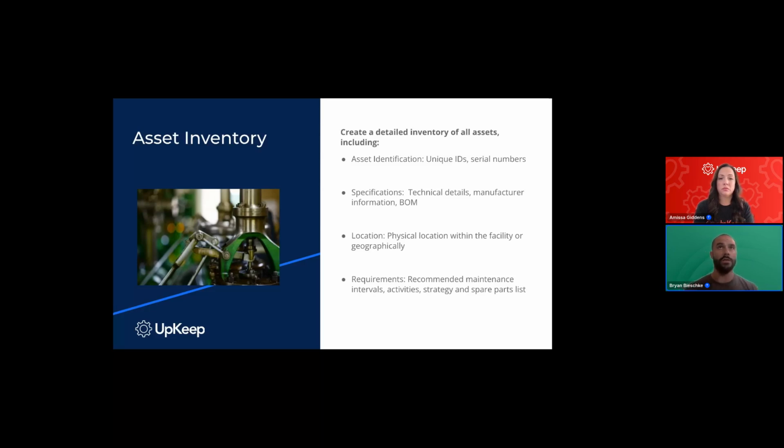Specifications. It is always recommended that within that asset data you have specifications: technical details about the equipment, the manufacturer, the manufacturing information, the bill of materials, maybe parts breakdowns, maybe technical service bulletins that pertain to that machine, or updates. All those things are kept with your asset.